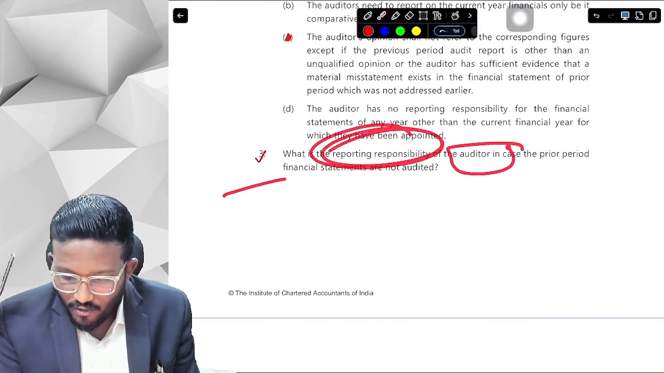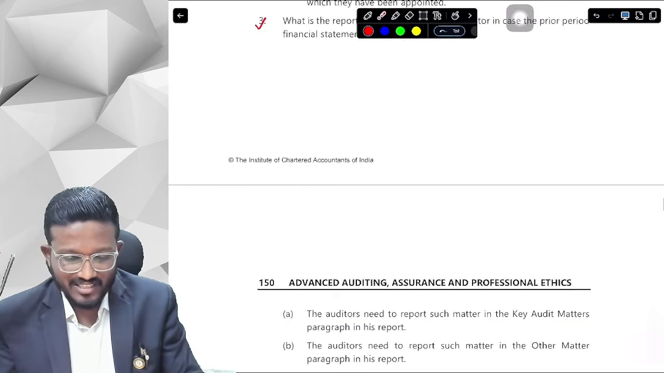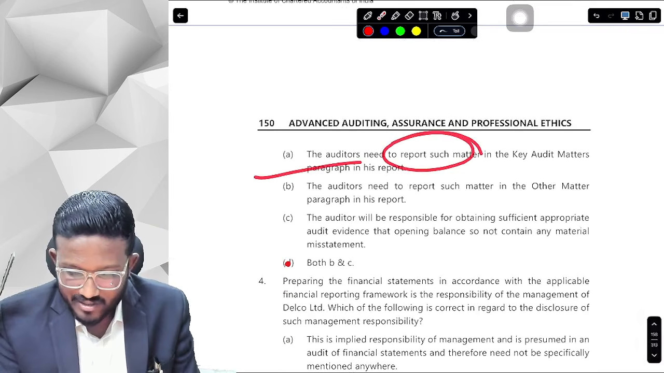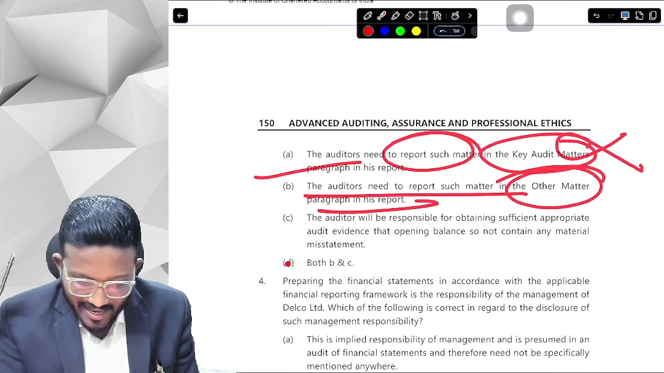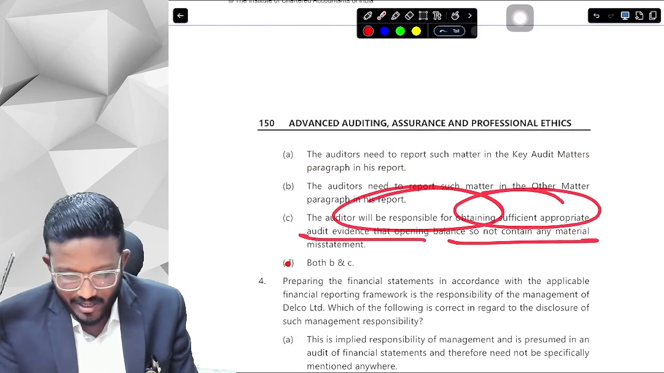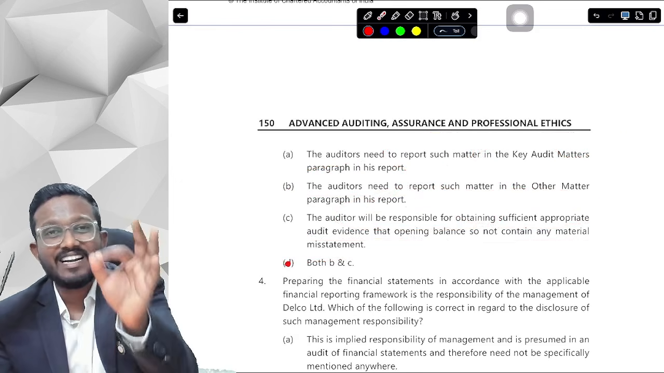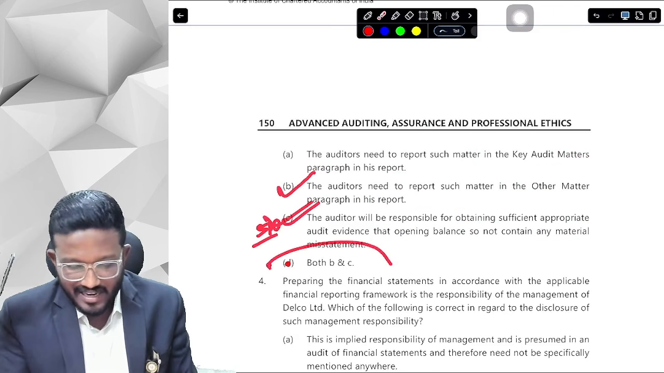Next, what is the reporting responsibility of the auditor in case prior period financial statements were not audited? If prior period financial statements were not audited, then we need to report such matters in CAM. False. We need to report such matters in the other matter paragraph. Perfect. Secondly, we will be responsible for obtaining sufficient appropriate audit evidence that opening balances do not contain any material misstatement. This is as per SA 510, and this is also correct. So both B and C are correct.